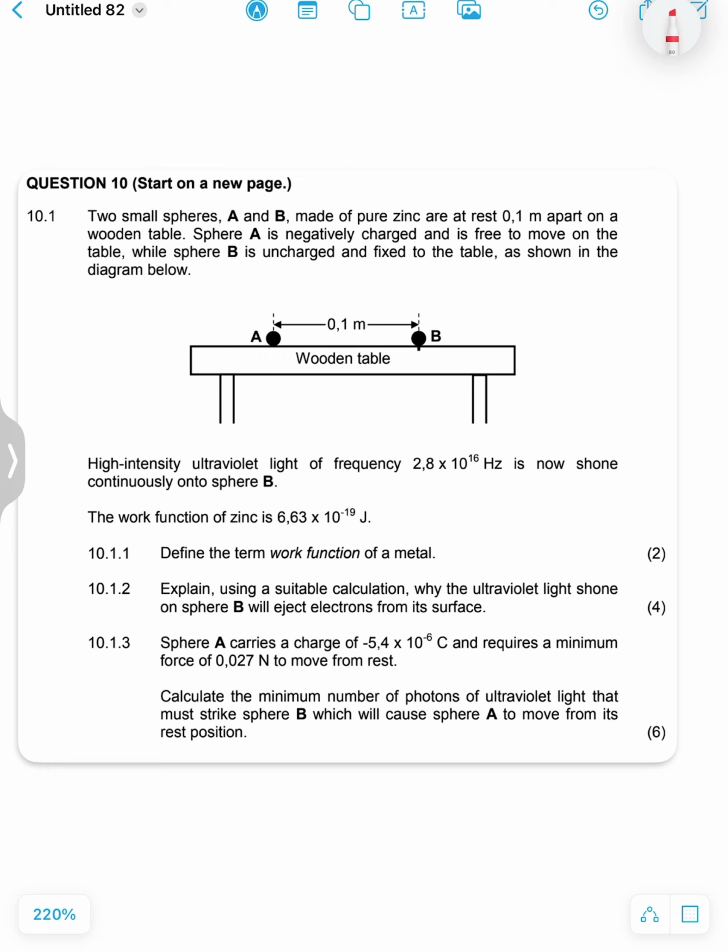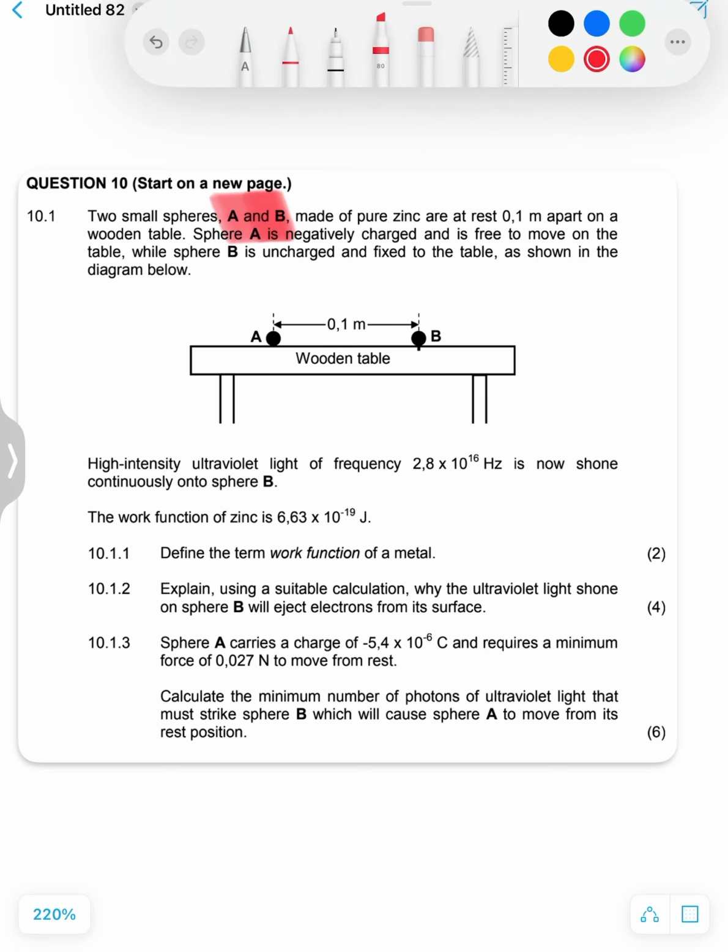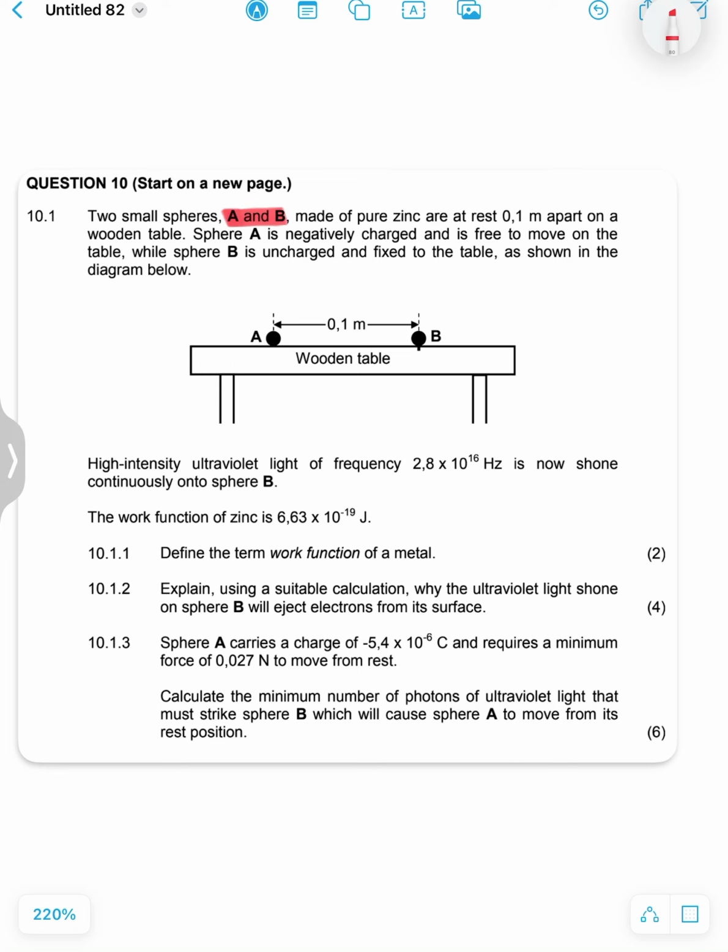So what we have here, we have two spheres, A and B, made of pure zinc. They are at rest 0.1 meter apart on a wooden table. Sphere A is negatively charged and free to move on the table, while sphere B is uncharged, neutral, and fixed to the table as shown in the diagram below.